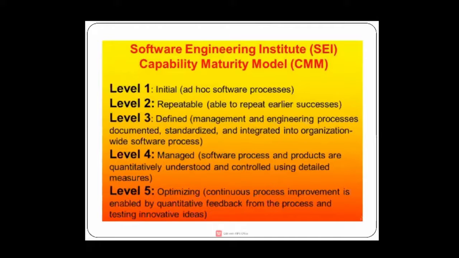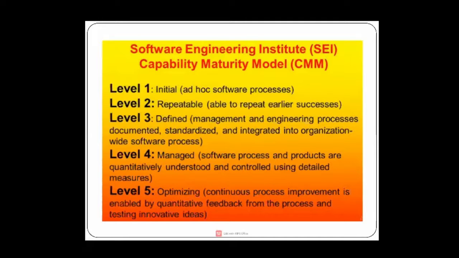You very randomly select it and make use of it, right? Ad hoc manner, right? The initial stage. Then level 2, you improve to repeatable, able to repeat earlier successes, right? You adapt the information and the material from the previous one and you repeat it.